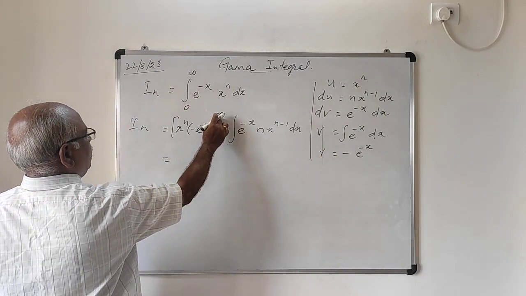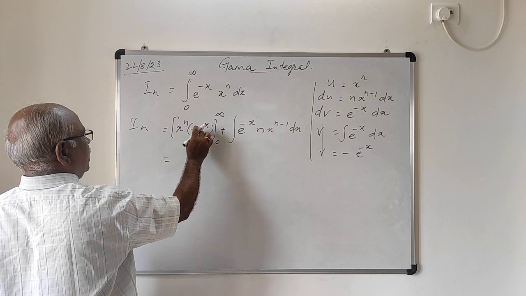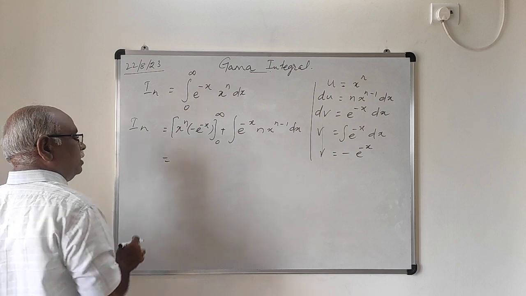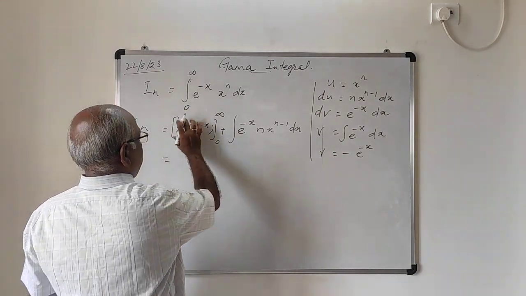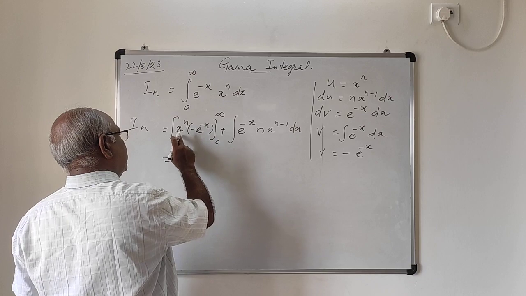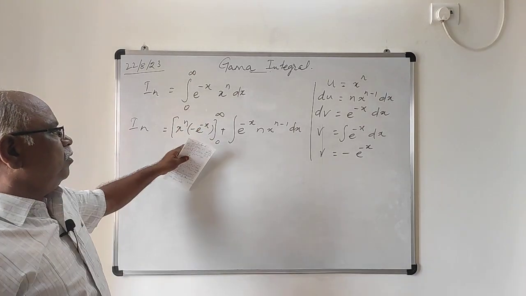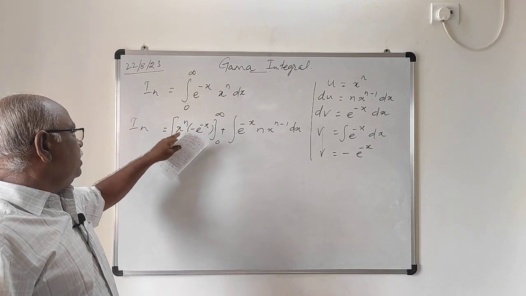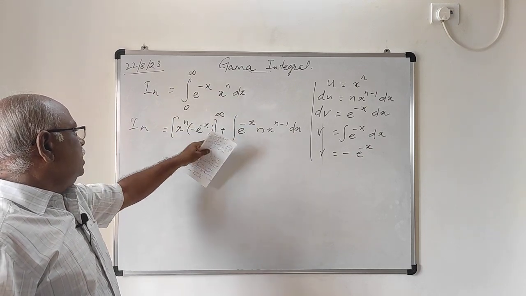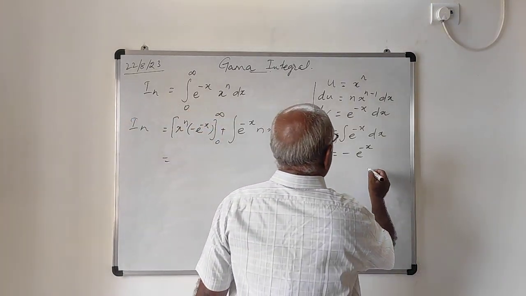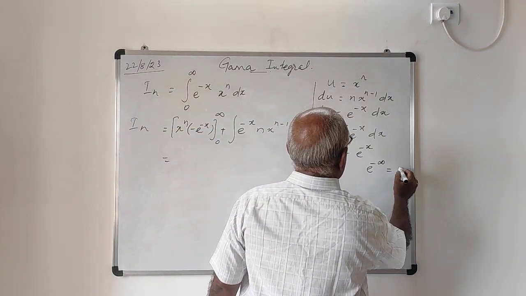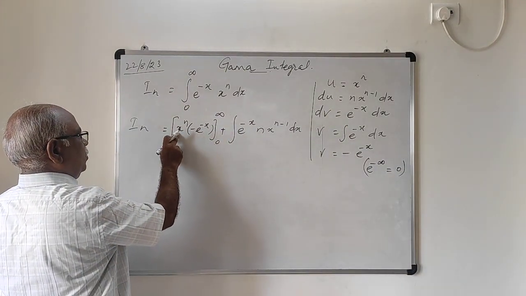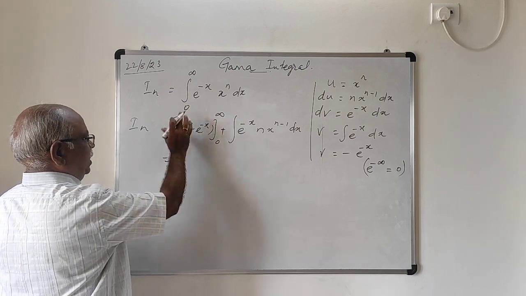So by applying the upper limit for the first term, infinity into e power minus infinity is 0. Therefore, this term becomes 0. And applying the lower limit, 0 power n is 0, and e power 0 is 1, but 0 power n is 0. Therefore, for both the upper and lower limits, this term vanishes, because e power minus infinity is 0 and 0 power n is 0.